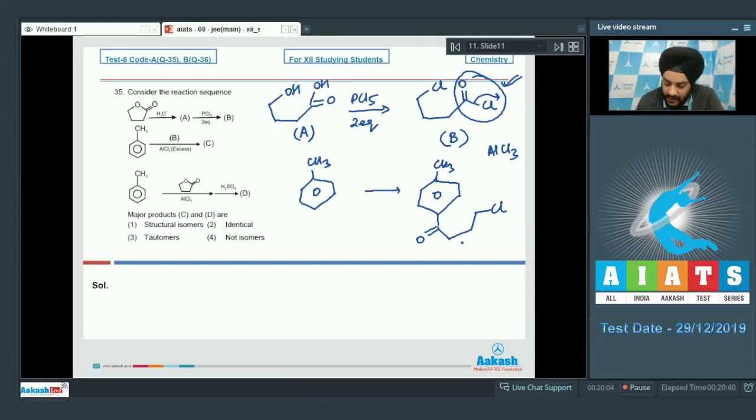this compound, students, and now since AlCl3 is again present, this chlorine will also be extracted. The carbocation will then attach to the benzene ring at this position. So we're going to have the formation of this compound, students. So this is the major product C which was formed. Now if we talk about the third reaction, students, the third reaction is going to lead to the formation of the product D.